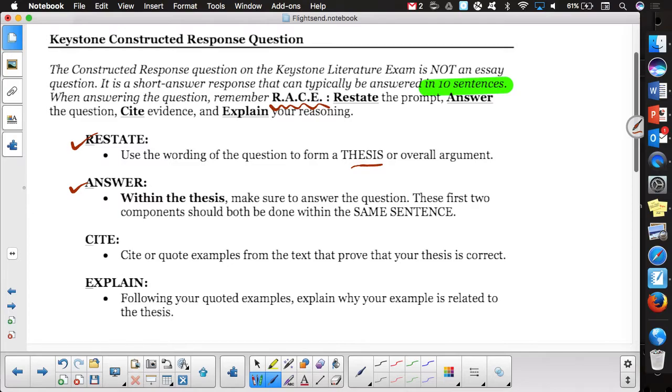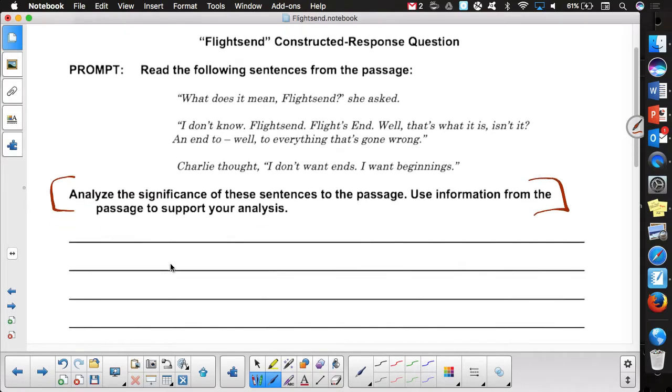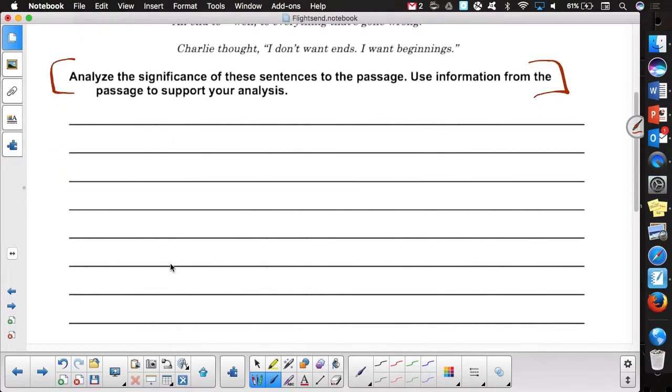So the question says, analyze the significance of these sentences to the passage, use information from the passage to support your analysis. What would be a rewording of the question that would be a thesis statement that we could use, that would answer the question? How can we take these 2 sentences and turn it into a thesis statement for us? I'm not worried about background, not worried about transition sentences, I'm not worried about a hook or an attention grabber. How can you take that first sentence and turn it into an argument?